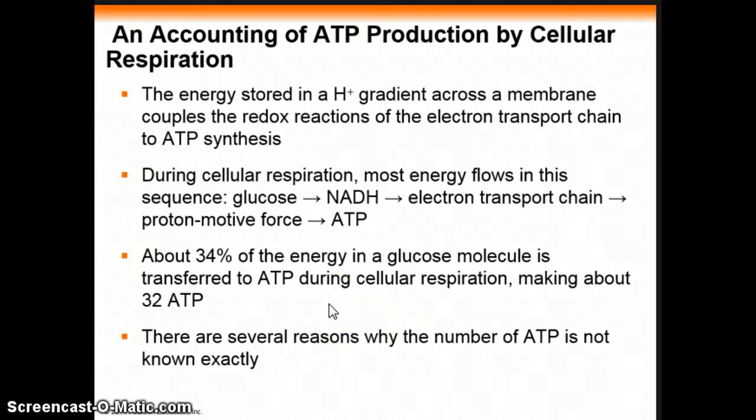About 34% of the energy in a glucose molecule ends up being transferred to ATP during cellular respiration. So we get about a third of the energy that is potentially in the glucose molecule being transferred, and we end up with about 32 ATP. The rest of that energy is mostly lost as heat.